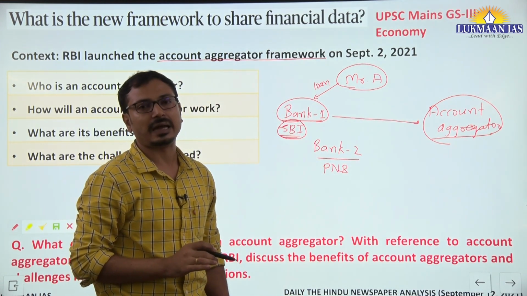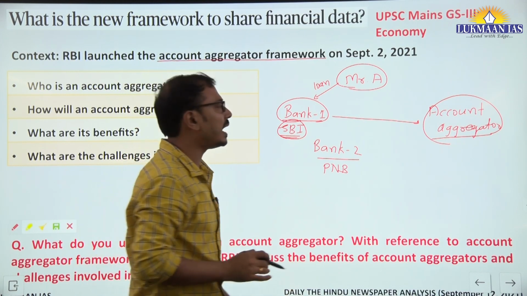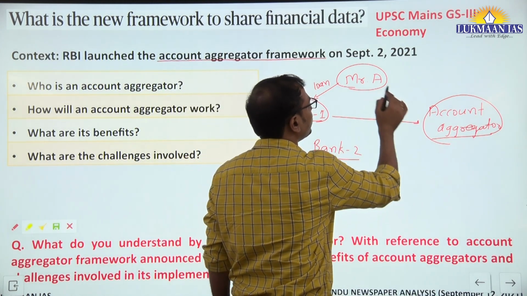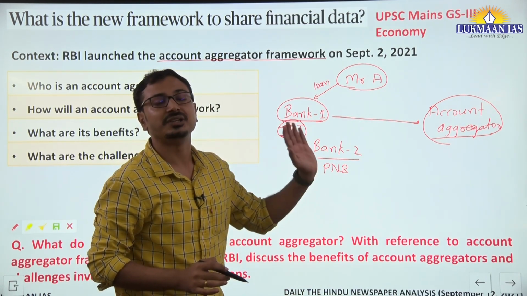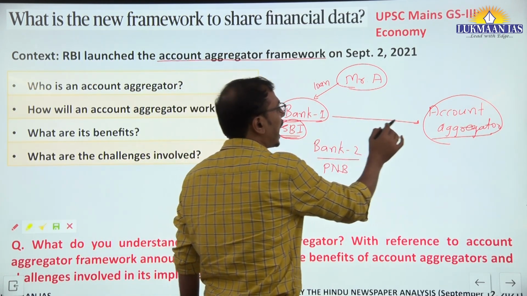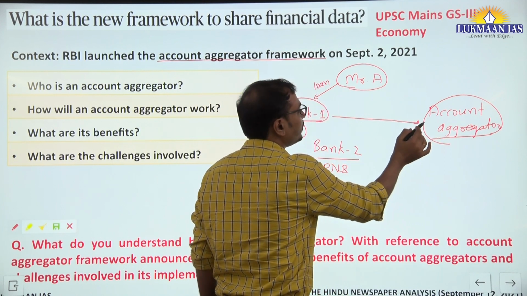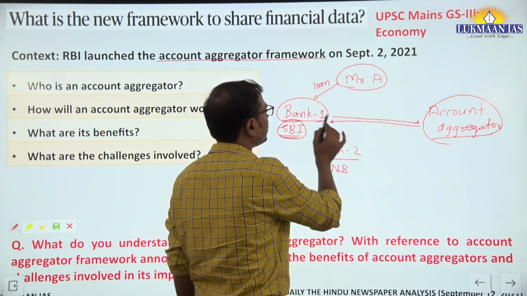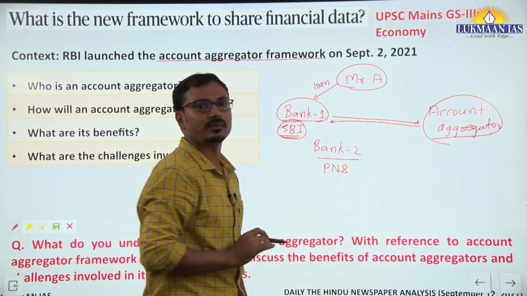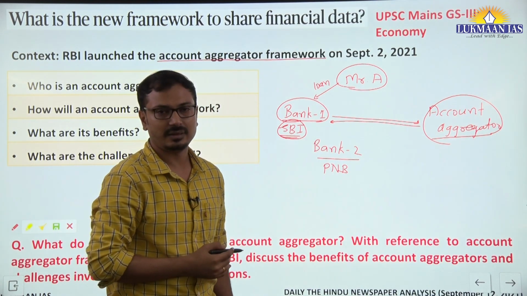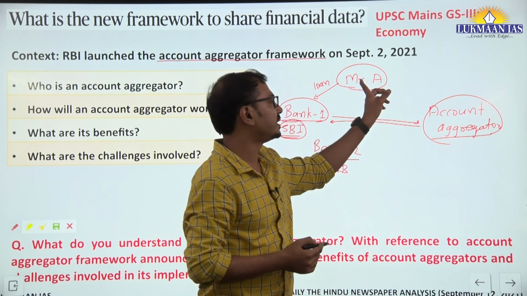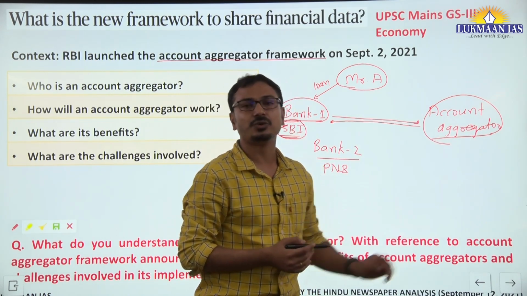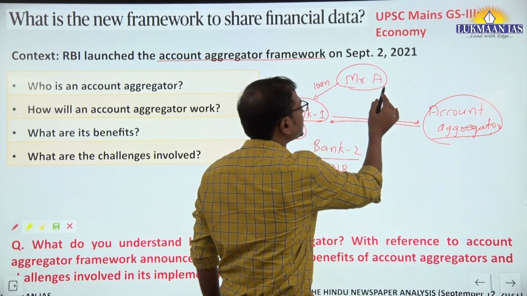For that purpose, this bank will contact the account aggregator and ask for all the financial information of Mr. A, and this information will be given by the account aggregator to the bank as a service provider. But how is this account aggregator going to receive the financial data of Mr. A? With the permission of Mr. A.